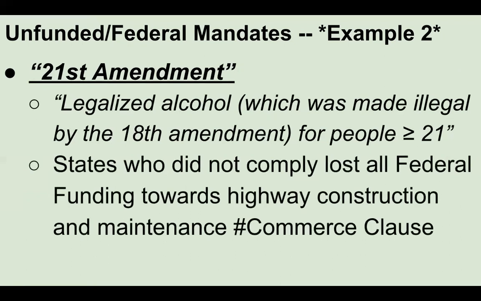So all the states that did not comply, the federal government was like, okay, we're just going to not maintain your highways anymore, and we're not going to build new ones. And any ones that were in the middle of constructing, we're just going to leave them. I think the last state to comply with the 21st Amendment was Mississippi, in like the 1960s. So they went a really long time without legalizing alcohol, but they finally did it, and now Mississippi has highways again, which is exciting for them.